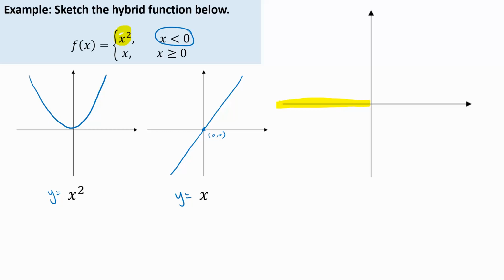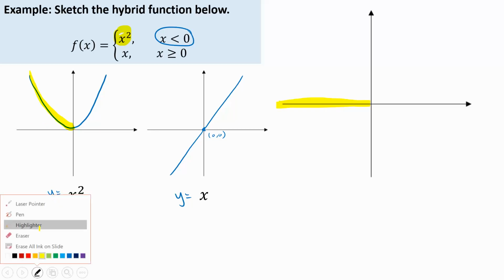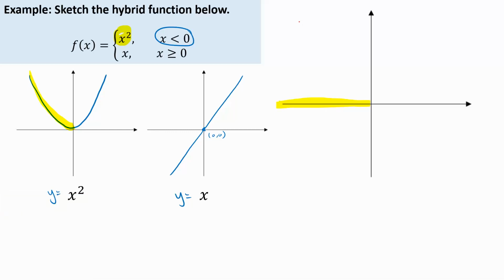When we say x is less than 0, I've highlighted in yellow there. Yellow means less than 0. On this graph, I want to sketch only the left-hand side, because that's when it's less than 0. So I'm only sketching that part of the quadratic. I'm going to do it in red over here so you can see. This is when x is less than 0, I sketch x squared. This is my x squared graph. I'm going to sketch the left-hand side because it says x is less than 0, which is this side here.